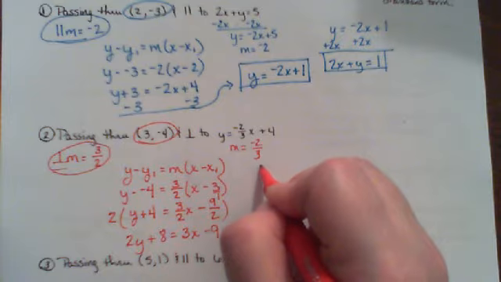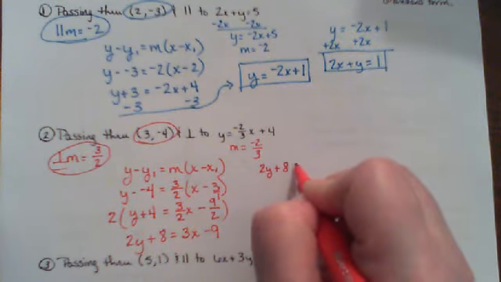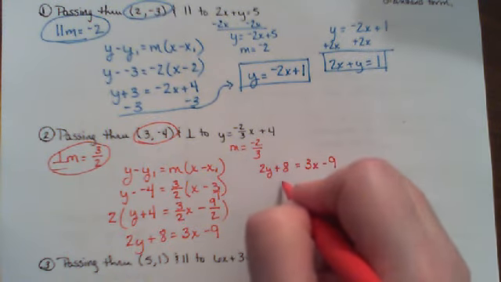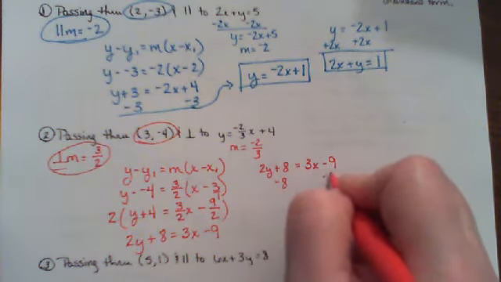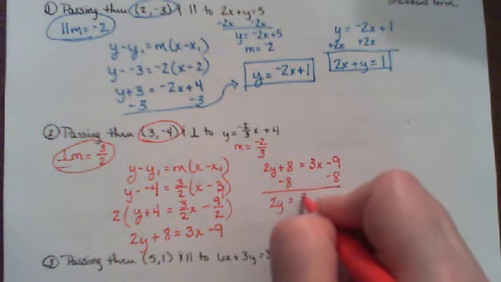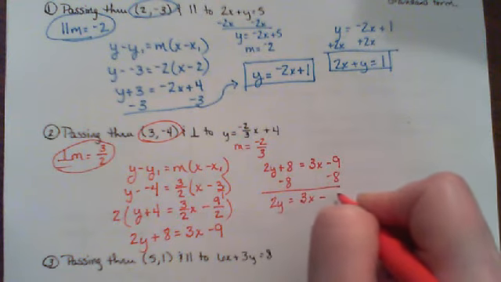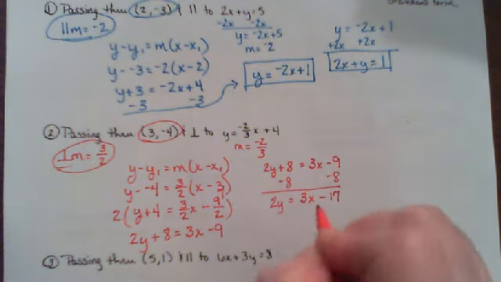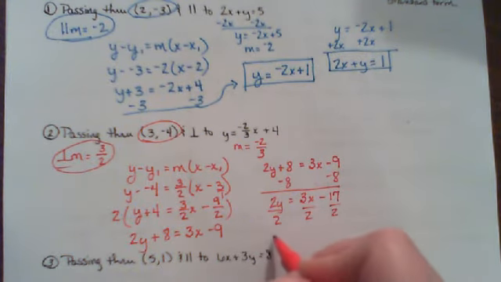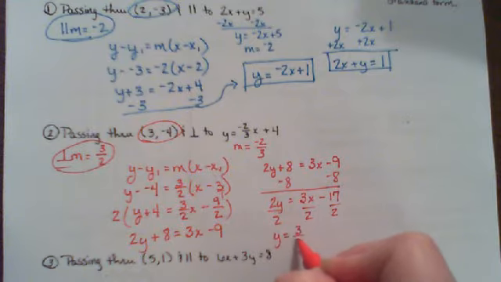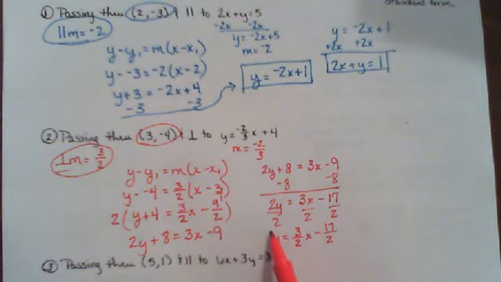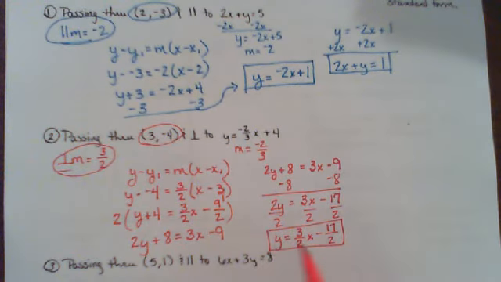Now, I take my 2y plus 8 equals 3x minus 9. They want it in slope-intercept form, so I have to subtract 8 from both sides. That gives me 2y equals 3x minus 17. Divide everything by 2. I get y equals 3 over 2x minus 17 over 2. That's good.